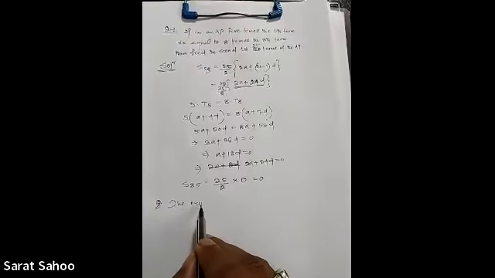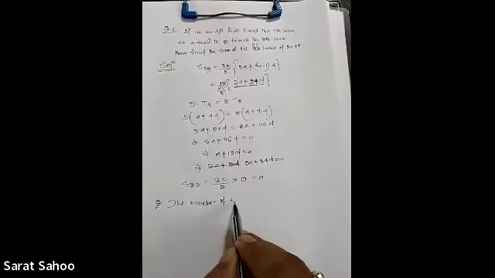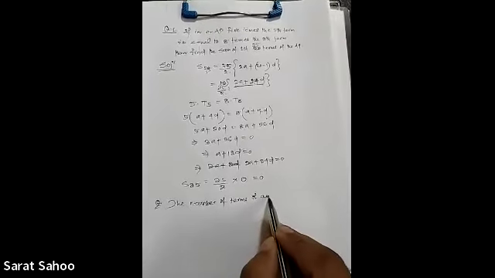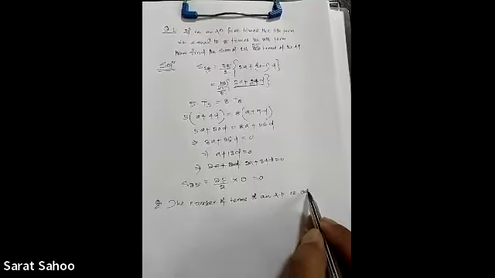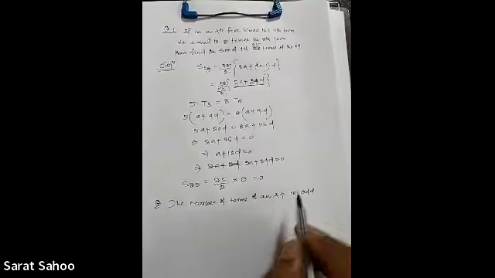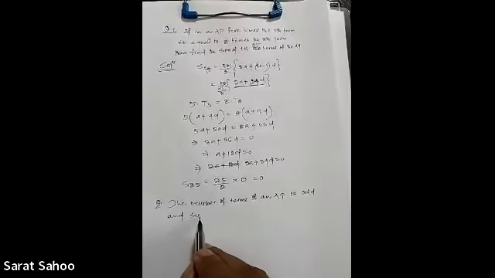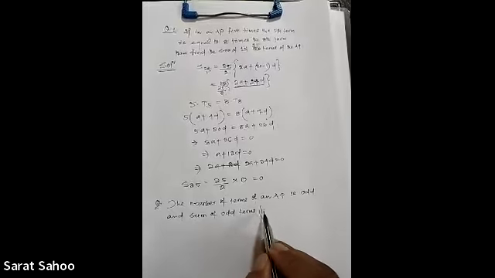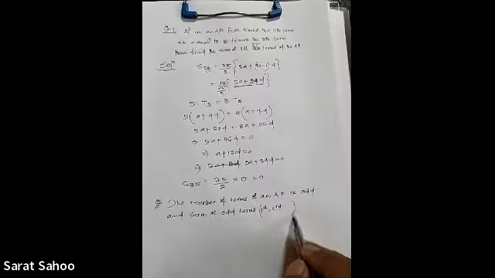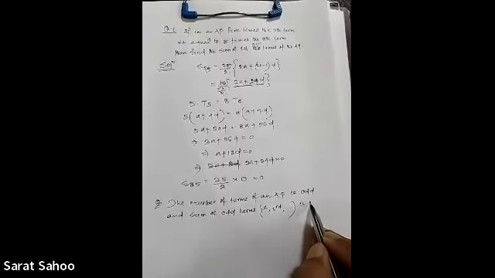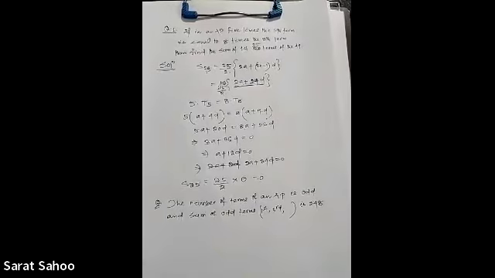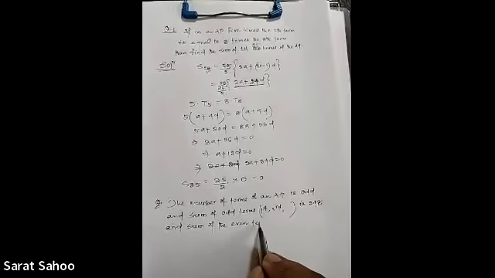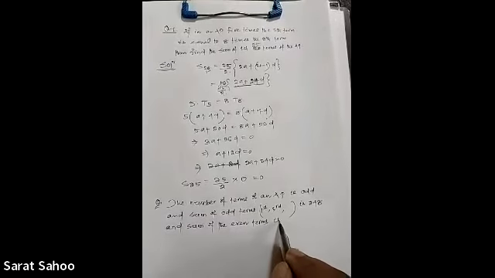The number of terms of an AP is odd, and the sum of odd terms is 248, and the sum of the even terms is 217. Odd terms are the first, third, fifth terms, like this.